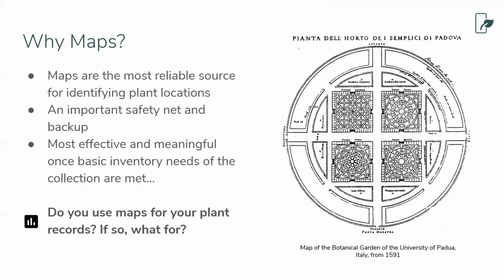However, when it comes to maps, a lot of gardens either have them already or would like to have them. And it's always really interesting to see how effective and meaningful they can become once the basic inventory needs have been satisfied. And actually, we're going to kick off with a short poll. We'd like to hear whether your garden uses maps for your plant records, and if so, what do you use them for? So hopefully, Harald, would you like to run that poll?